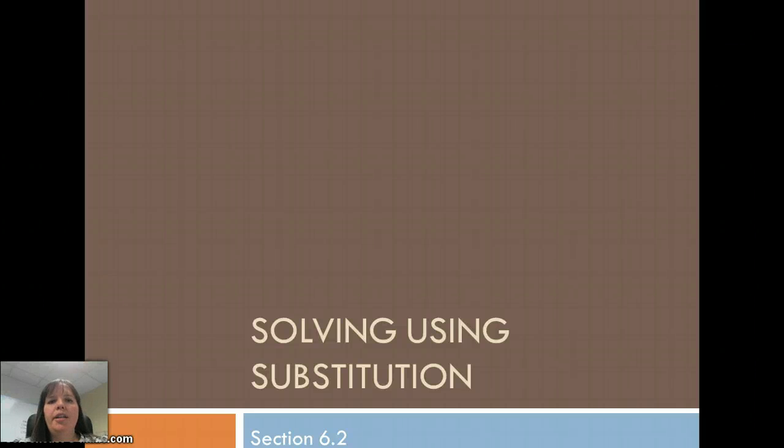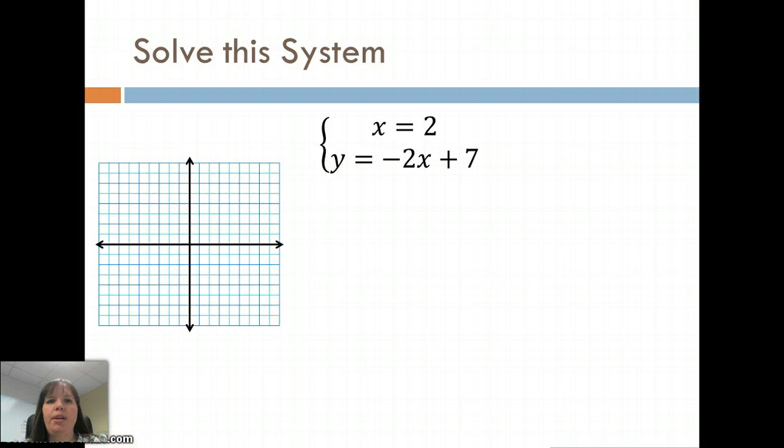Alright, so we've done graphing systems to solve. Reminder, what are we trying to find? We're trying to find the point of intersection where the two equations, in this case linear equations, have the exact same value for x and y.